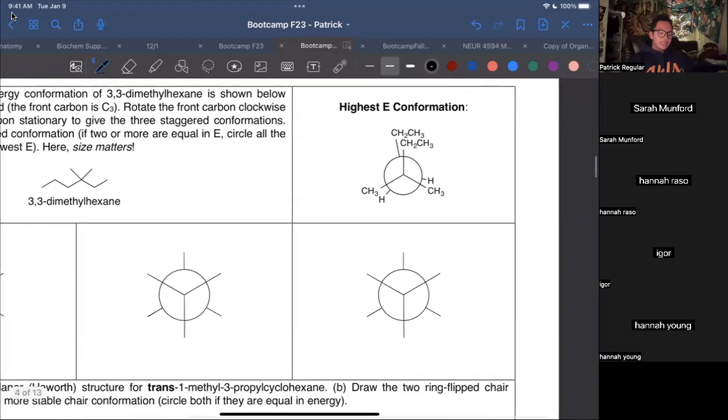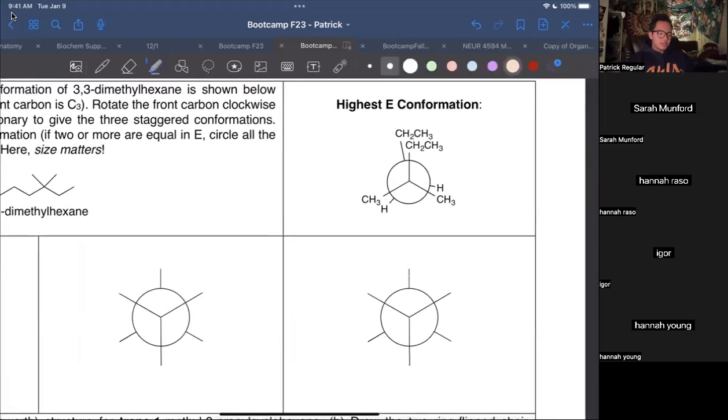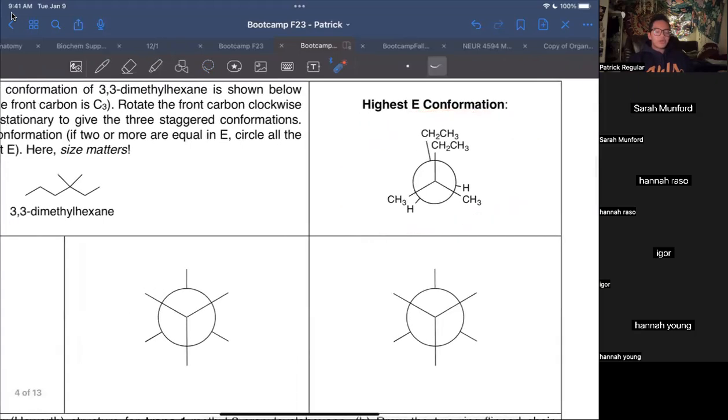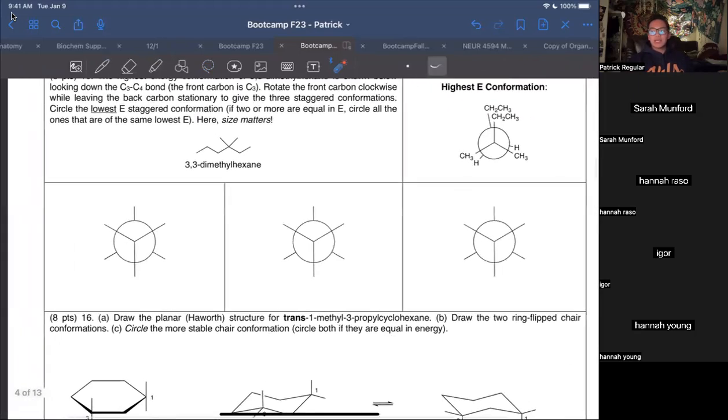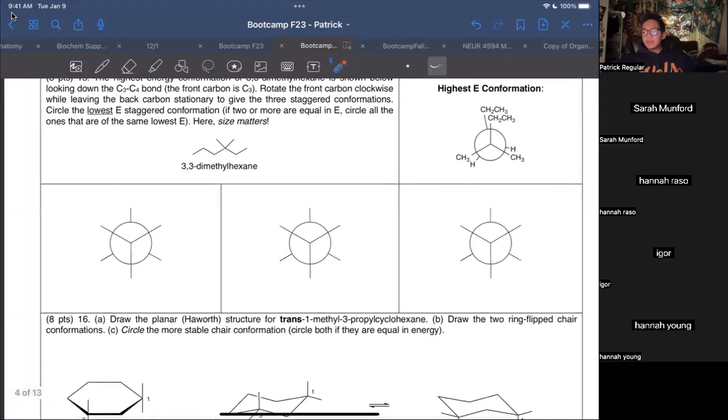3,3-dimethylhexane. So this is the highest energy conformation right here. If I were to draw 3 different eclipsed conformations, I would make it really easy on myself. How? By keeping the back carbon the way it is. You see the back carbon has an ethyl group here, hydrogen, and hydrogen. So if I were to repeat that here, let me color code it. This is what I'm talking about.